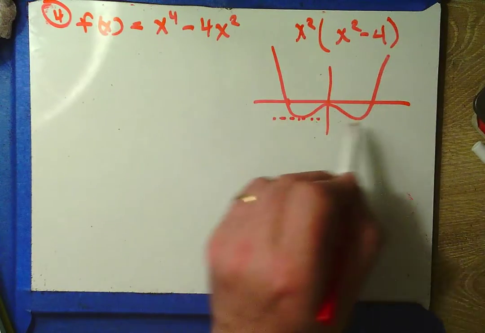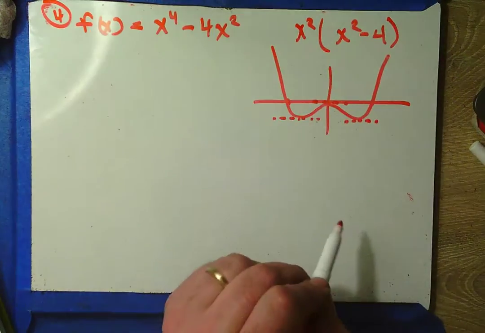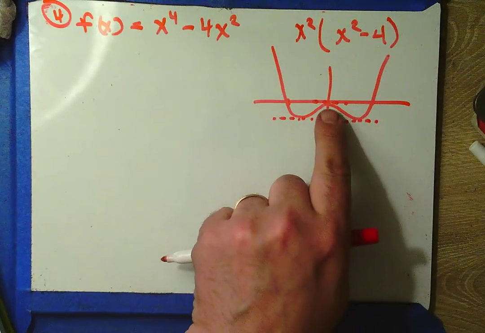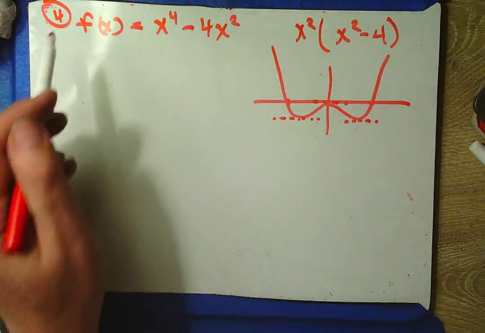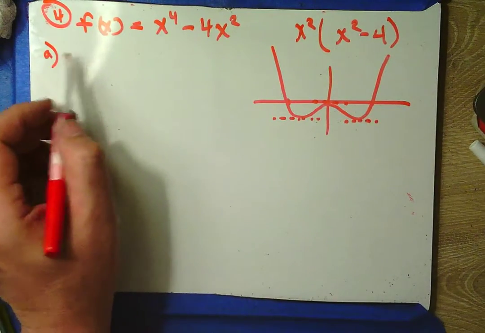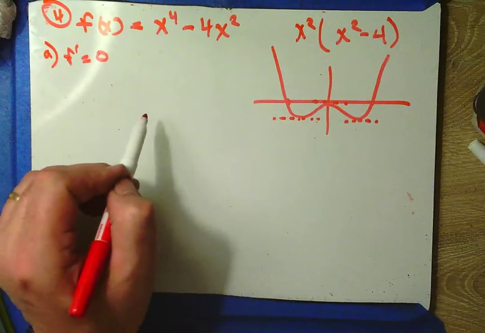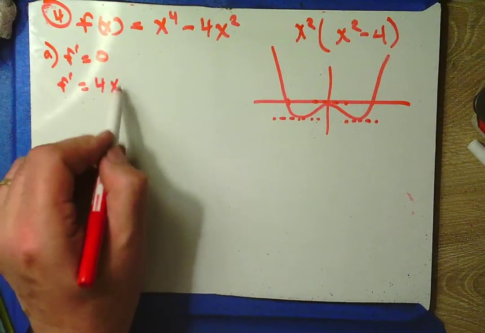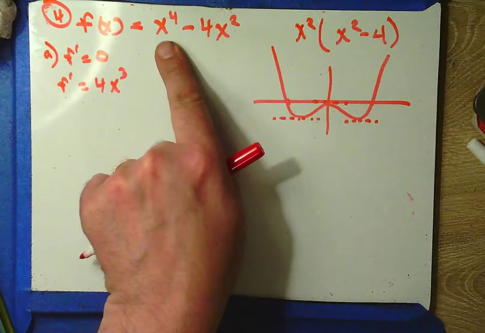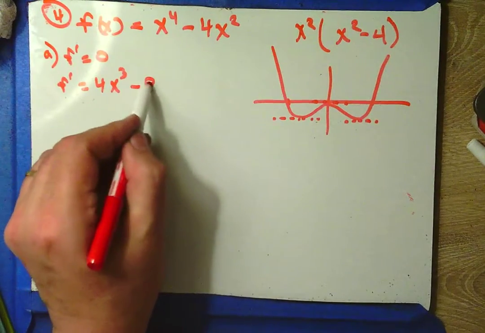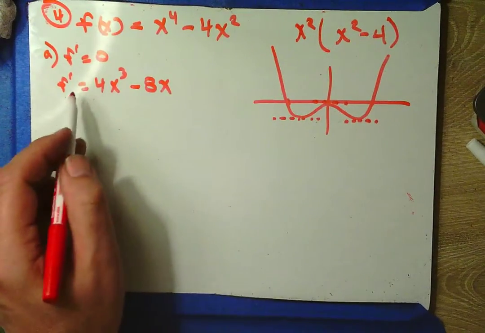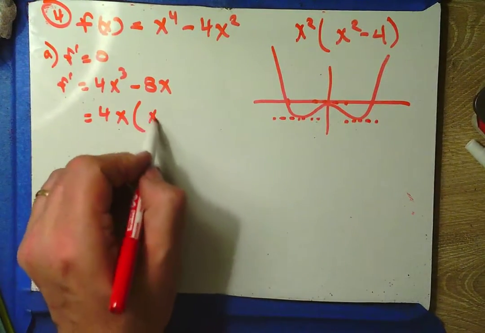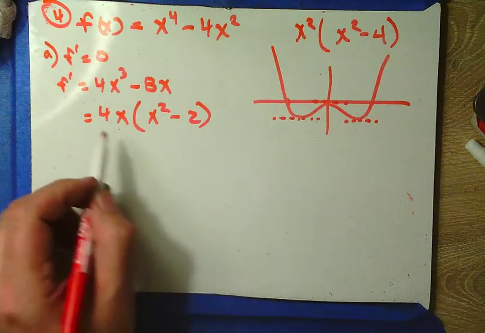A horizontal tangent is where the slope is 0. Looks like we have 3 horizontal tangents here. How do I find them? Well, it appears one of those horizontal tangents is at 0. But really, the best way to find a horizontal tangent is to find f prime and set f prime equal to 0. So what would f prime be? f prime is going to be 4x to the 3rd, that's the derivative of x to the 4th, and the derivative over here will be minus 8x. Can we factor? Sure, we can factor a 4x out, giving us x squared minus 2.